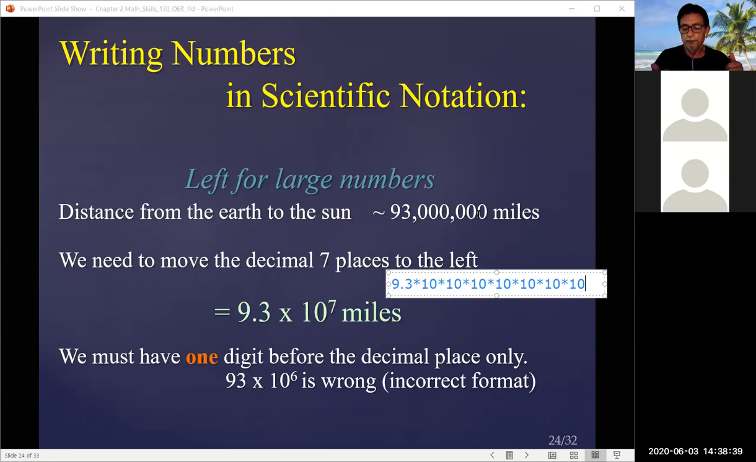Would the power change? Is it always going to be to the power 7, or would the power change depending on the amount of spaces you move? Yes, it would. If this number had one more 0 to it, then it would be 10 to the 8th.